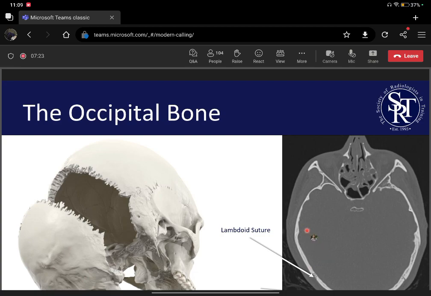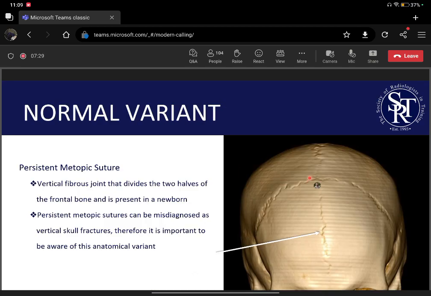There is one more suture that is not seen in everybody, and that is between the frontal bones. So, as children, most of us have this suture. However, when we grow old, it will fuse and disappear. If it persists for some reason, then we call this a persistent metopic suture, and that is a normal anatomical variant that could come up in the exam. So it's worth knowing what it looks like.